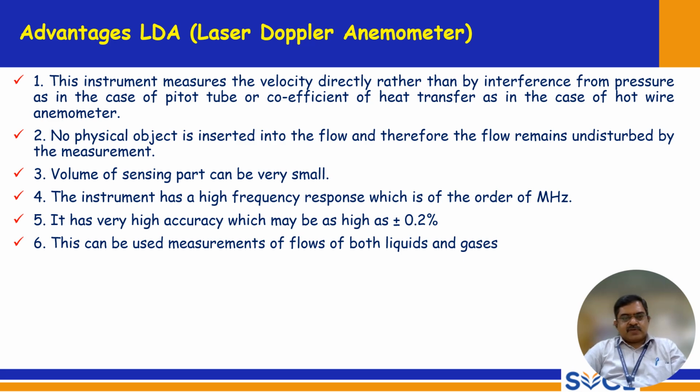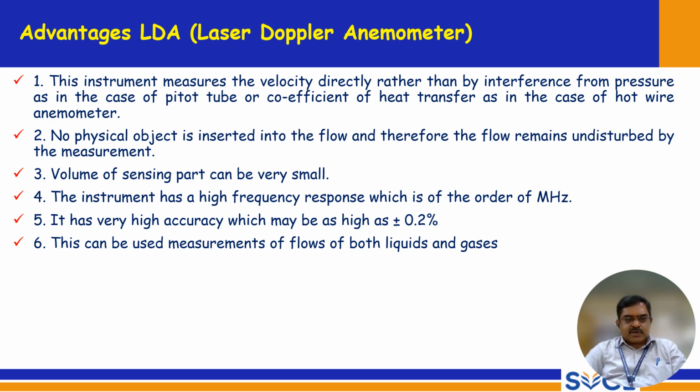So, the advantages of LDA, the laser Doppler anemometer. This instrument measures the velocity directly, rather than by inference from pressure as in the case of the pitot tube, or the coefficient of heat transfer as in the case of the hot wire anemometer. So the laser has these advantages. No physical object is inserted into the flow, and therefore the flow remains undisturbed by the measurement.